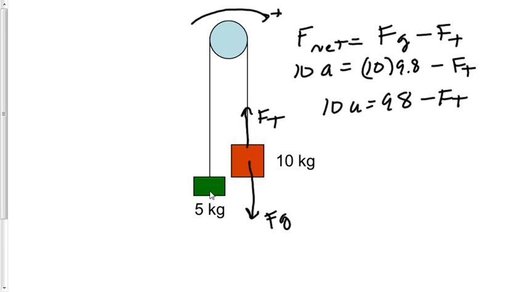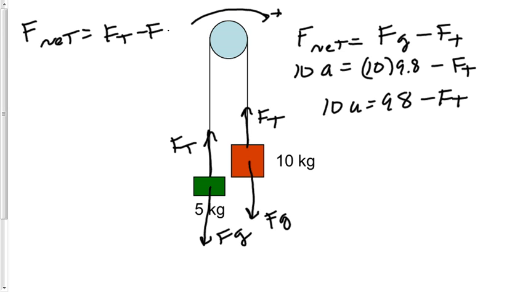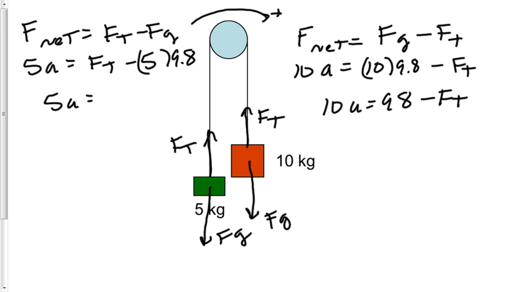Okay, on the left side here, force gravity pulls down. This will be in the negative direction because it's going opposite the way we said is positive. And force tension is upwards. This equation would then be force net equals force tension minus force gravity. That would be 5A is equal to force tension minus 5 times 9.8, or 5A equals force tension minus 49.